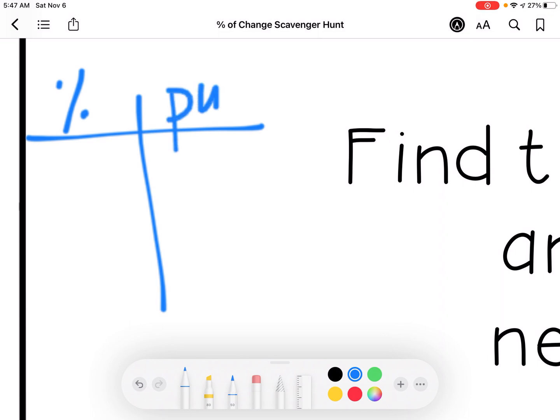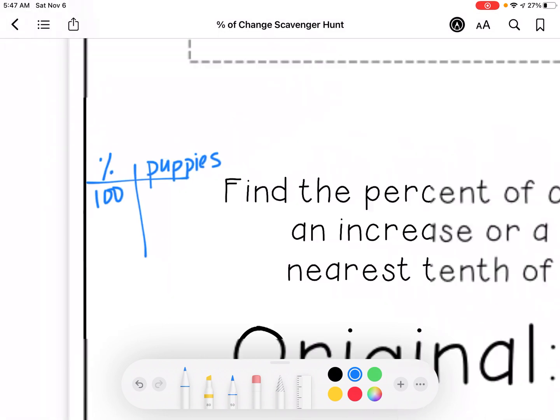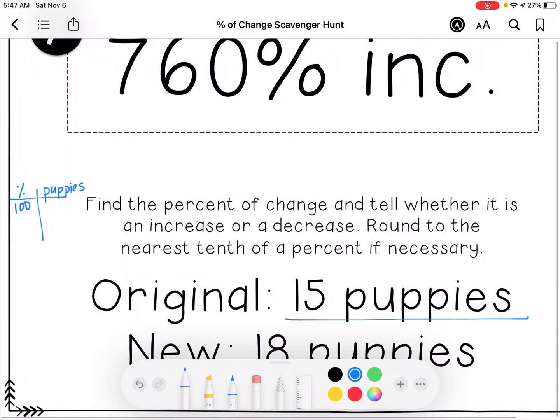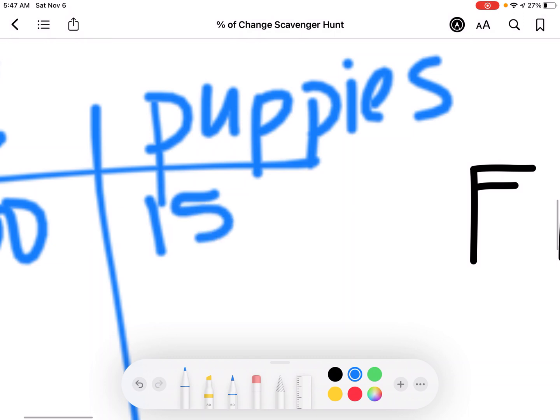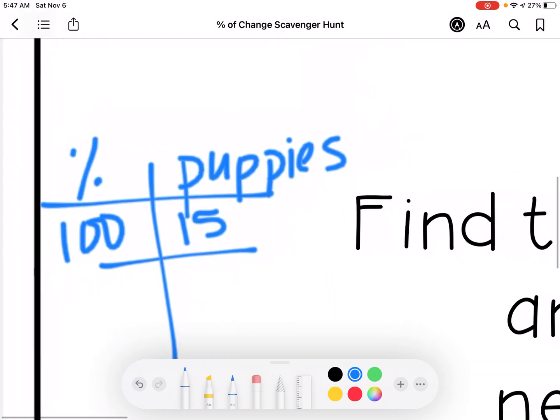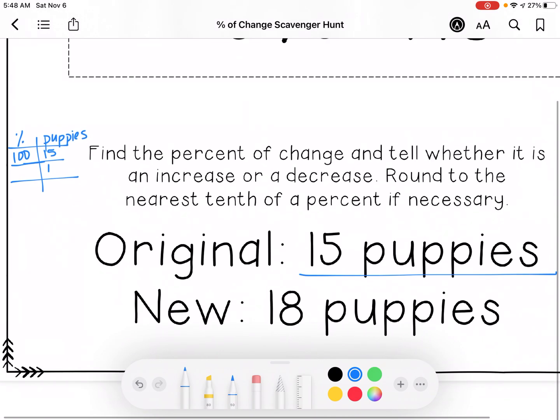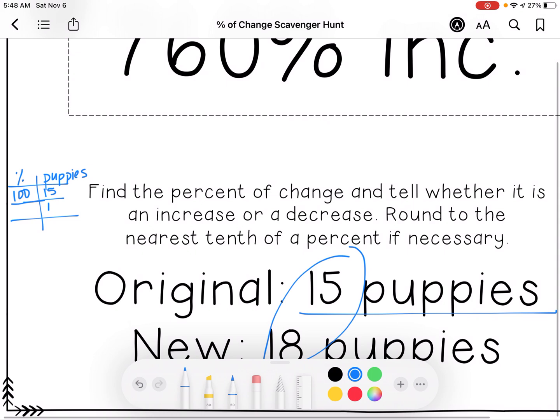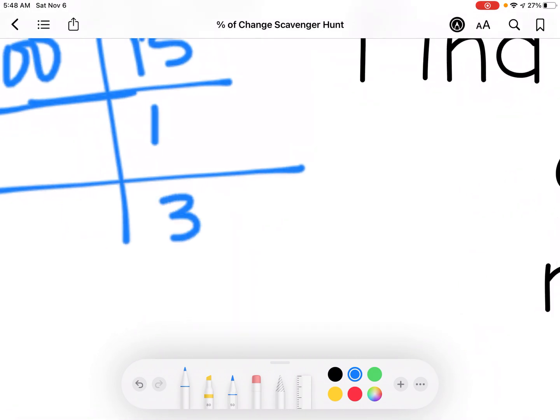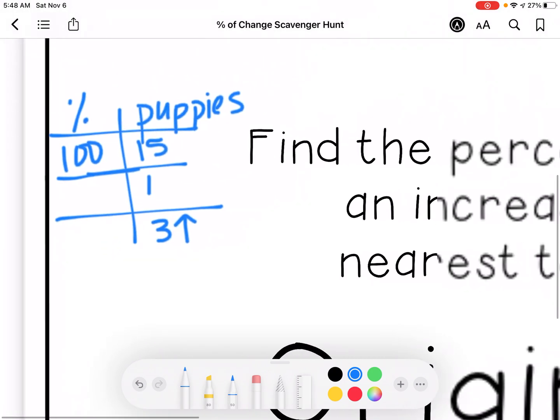And in this one, we're comparing puppies. So 100% is the original amount of puppies, which is 15. The change is the difference in the number of puppies. So 18 minus 15 is 3. And it's an increase because I'm going up by 3.